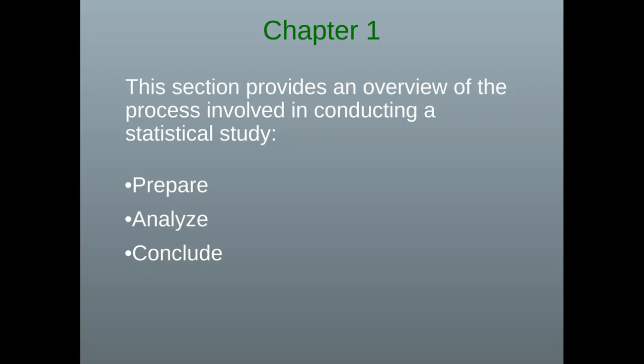So, Chapter 1, this section is an overview. Okay, so it talks about the process involved in conducting a statistical study. There's really 3 main components. There's the preparation, the analyzing of the data, and the conclusions. Okay, so we're going to talk about how to prepare, analyze, and conclude a statistical study. Now, this is just an overview of these things. This is kind of a preview of what we're going to be talking about throughout the term.